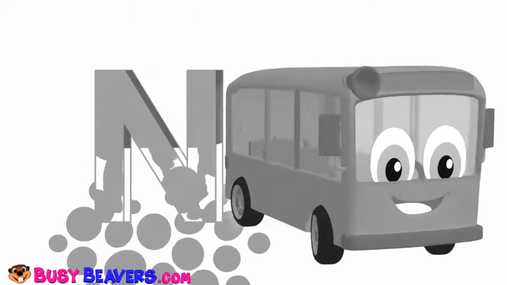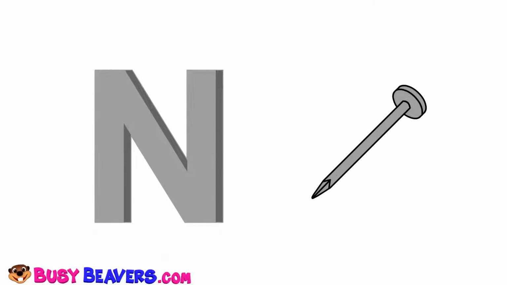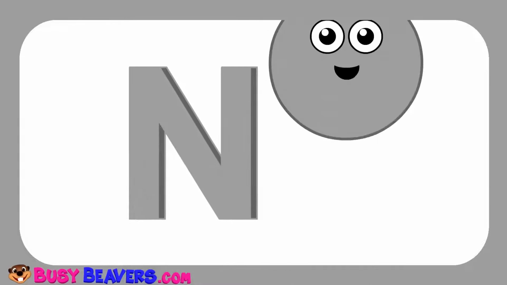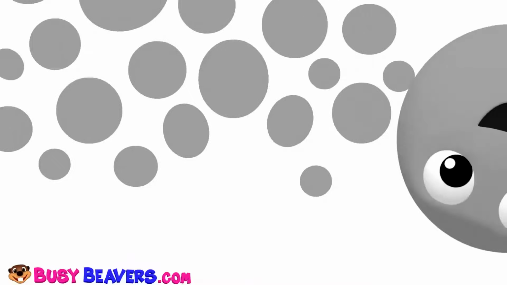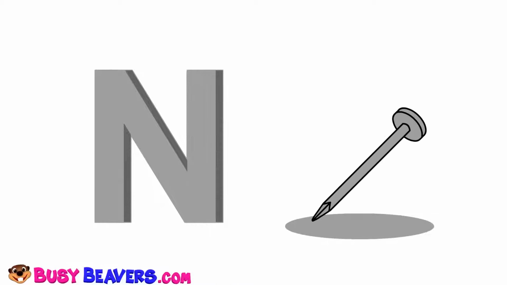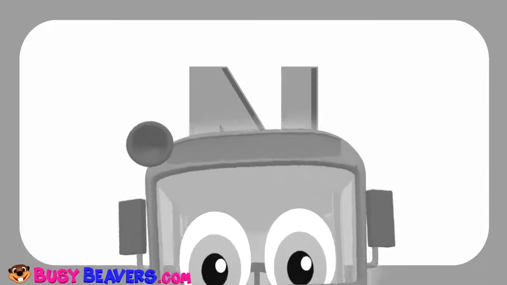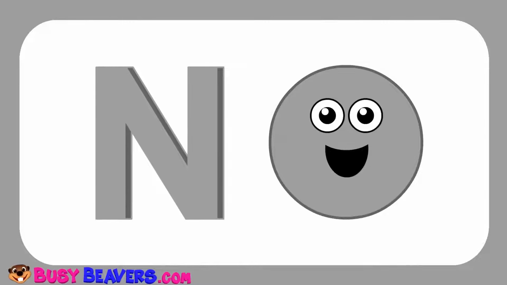This M is gray like a nail. This M is gray. This M is gray like a nail.